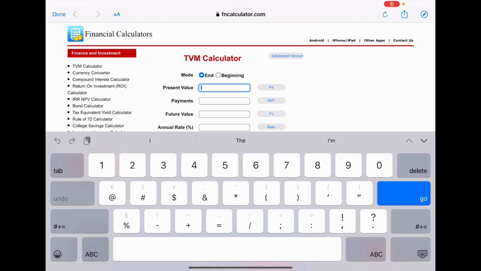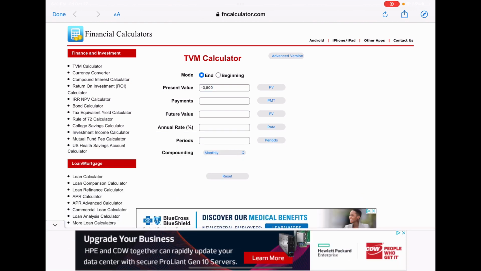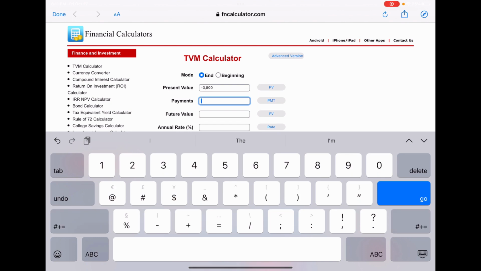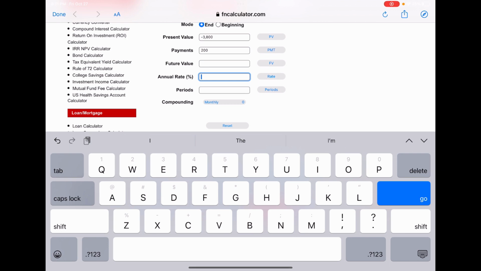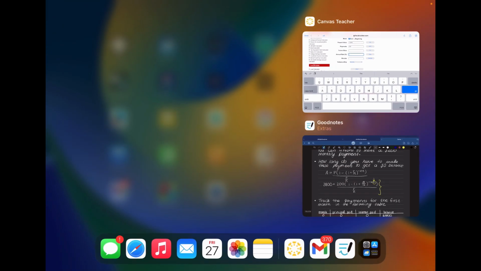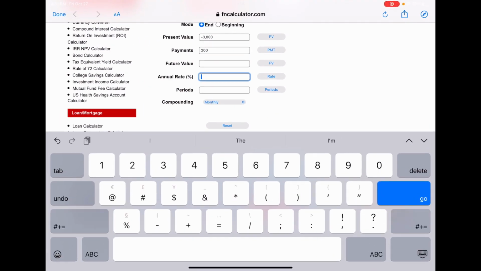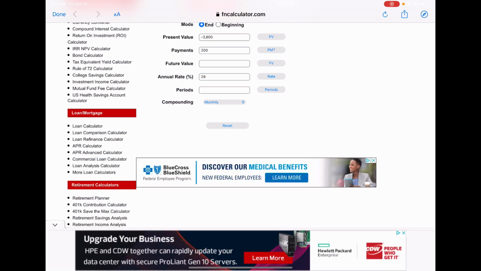So my present value is that I owe $3,800, so I'm going to type in negative $3,800. I know that I'm going to be making monthly payments of $200, so I'm going to fill that out. My annual percentage rate, I believe the problem said 29, so we'll fill in 29%. We don't know how many periods we're going to be going for, and we're making our payments monthly. The only thing that we need to fill in now is this future value.